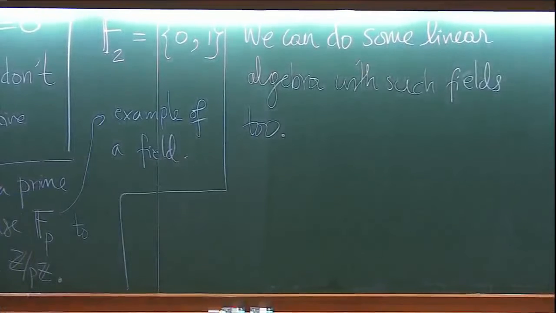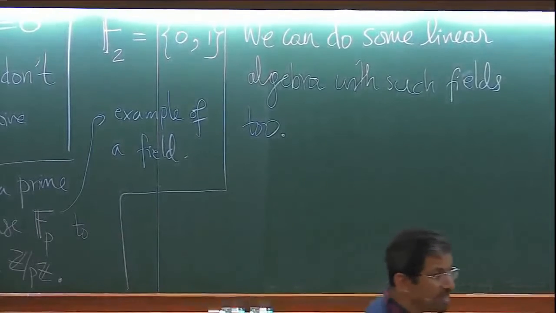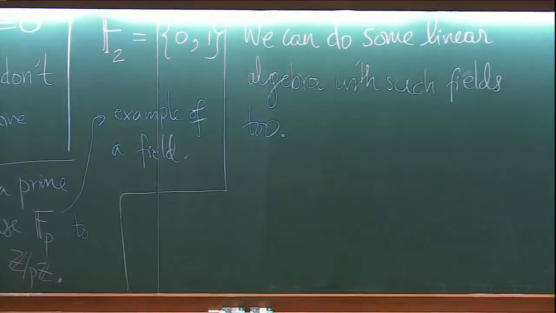So linear algebra means you can define vector spaces. They are just copies of the same field several times. And you can define matrices, determinants. You can talk about linear independence, basis. You can talk about eigenvalues, eigenvectors. So many things you can do.